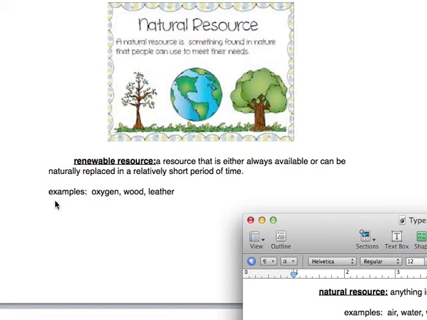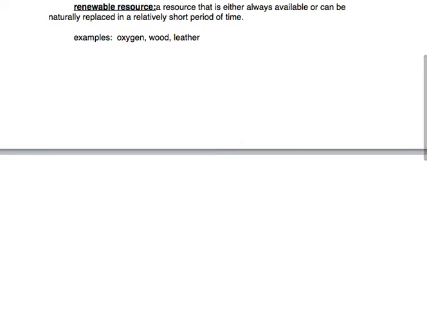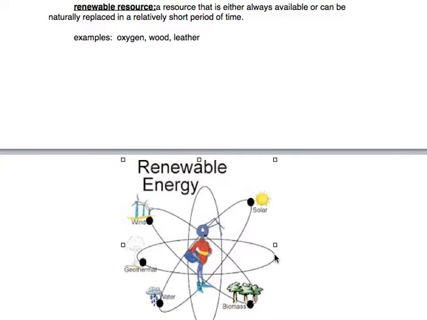Now, obviously, oxygen is pretty much all around all the time. Wood, though, is a renewable resource, but you can cut down too many trees and cause a problem for yourself and make it so it's not as available as it could be. And there are examples of that in history. But here I'm going to put a little picture in of renewable energy. So here are things that are renewable.